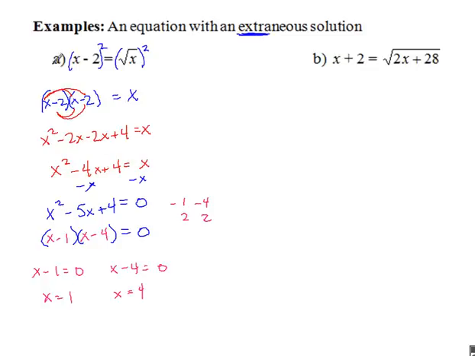So I'm going to plug 1 back in here everywhere that I see an x. These are two separate problems that I need to check. I'm not plugging this in for this x and that in for that. Don't do that. So if x was 1, plug in 1 for my x's. So I have 1 minus 2 equals the square root of 1. Square root of 1 is 1, and 1 minus 2 is negative 1. Are these equal? No, they're not. That is a false statement. So this is not one of my solutions. This is my extraneous solution.